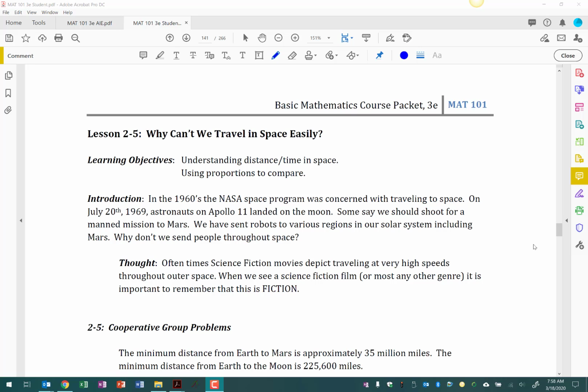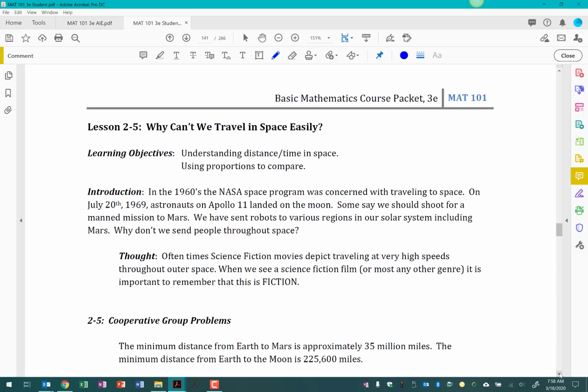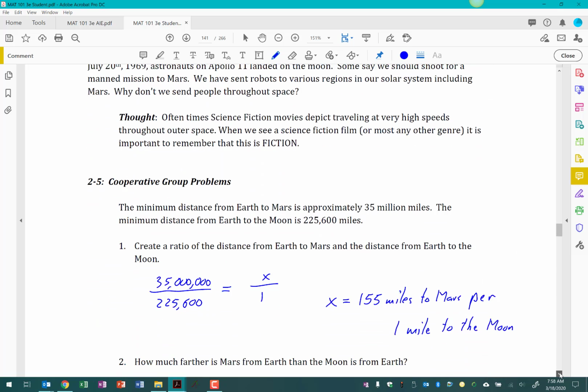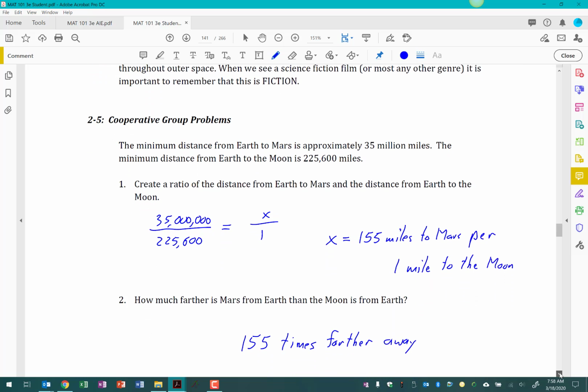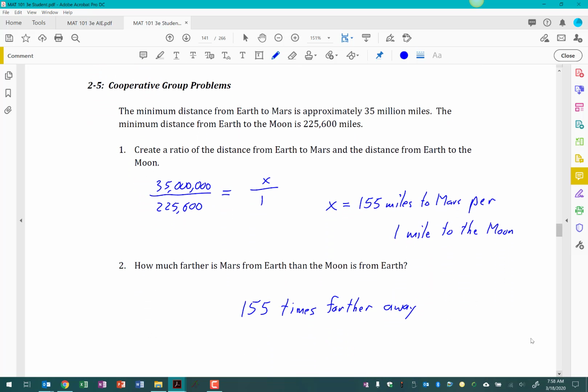On page 141, we begin to talk about why we can't travel in space easily. This section starts off with some cooperative group problems that we're going to go through together. We're initially told that the minimum distance from Earth to Mars is approximately 35 million miles, and the minimum distance from Earth to the Moon is 225,600 miles.